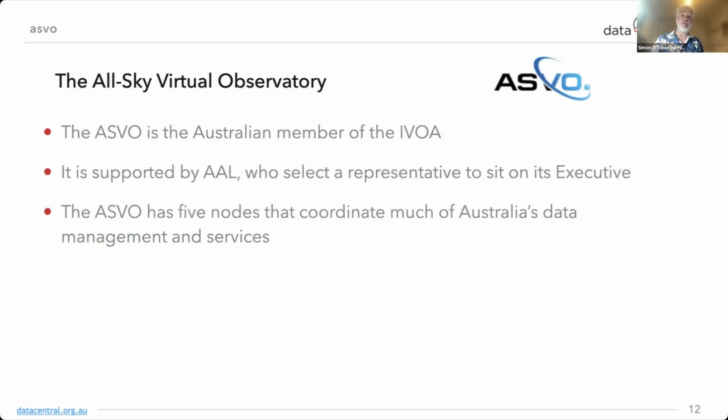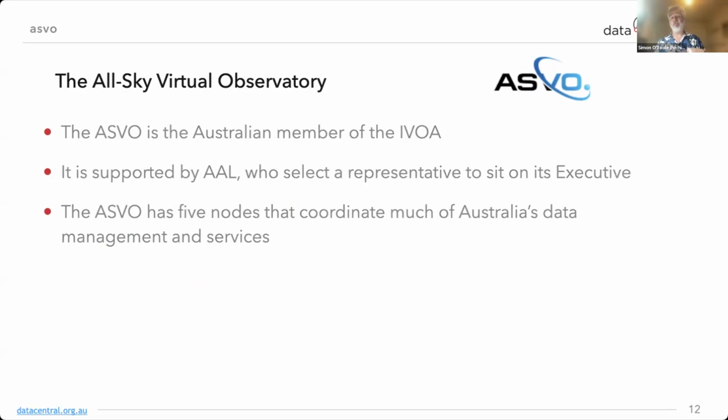So this brings me to the Australian All-Sky Virtual Observatory, because that's what I'm most familiar with. There is a German Astrophysical Observatory as well, GAVO, but I won't be talking about that today. The Australian All-Sky Virtual Observatory is the representative within the IVOA community. It's supported by ADACS, and they select a representative to sit on its executive. That executive is currently me.